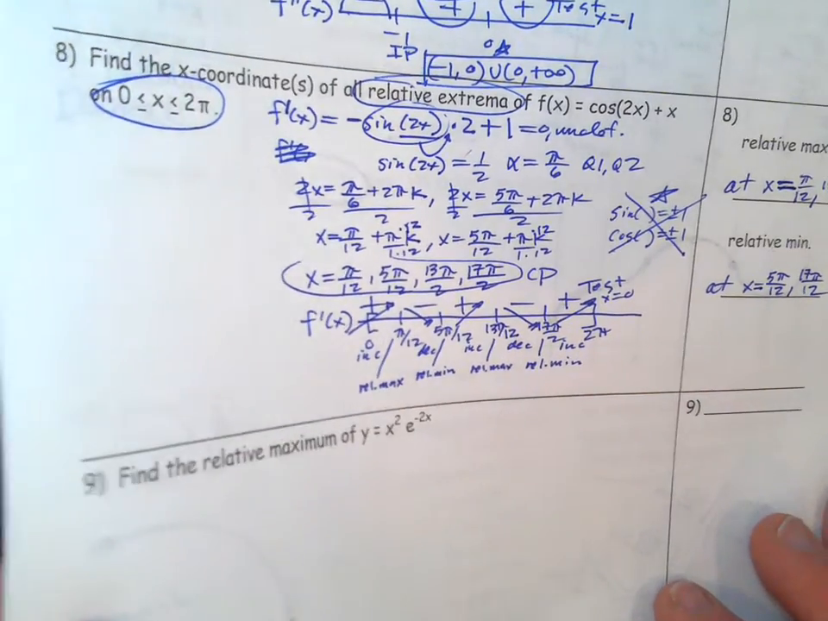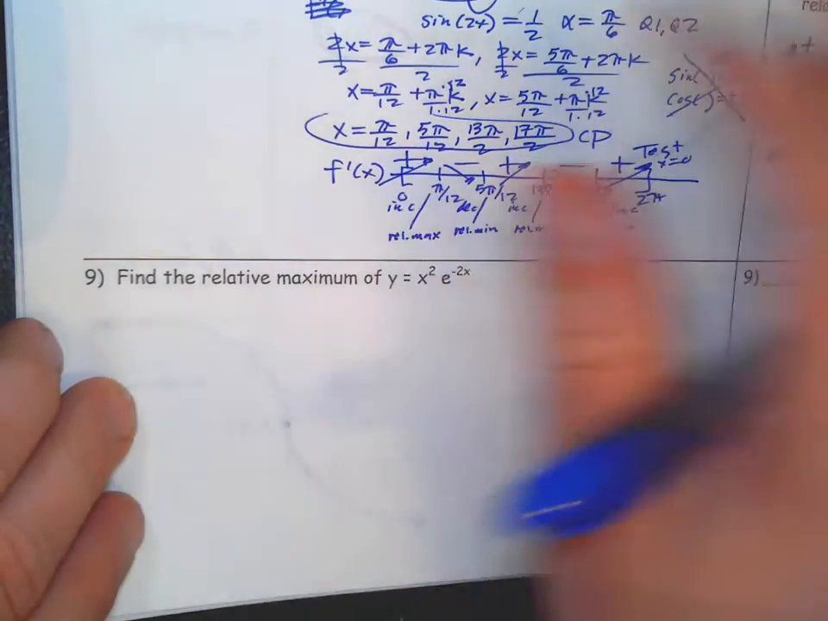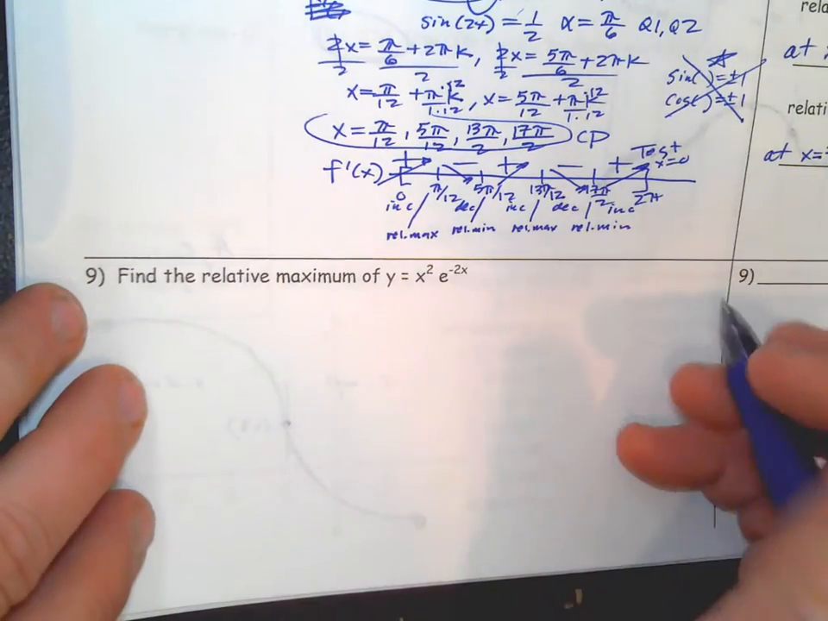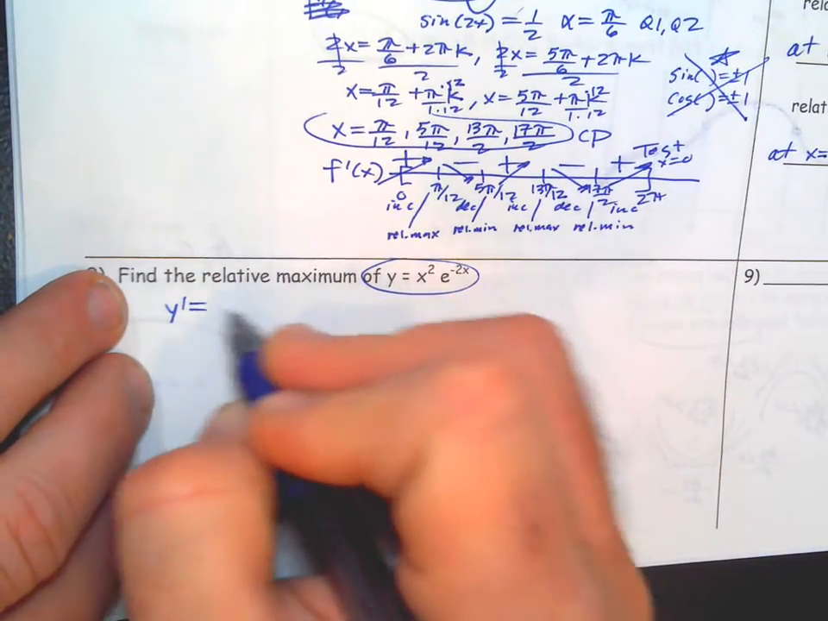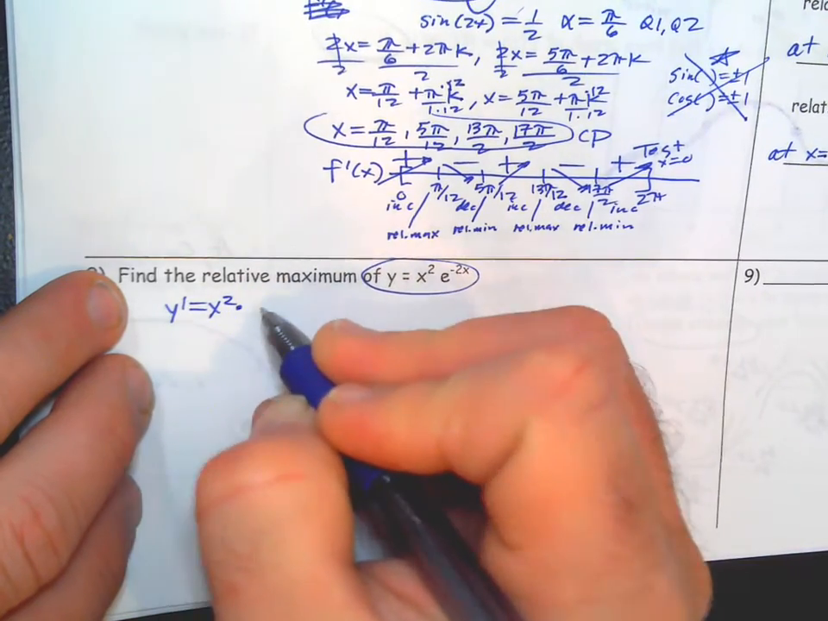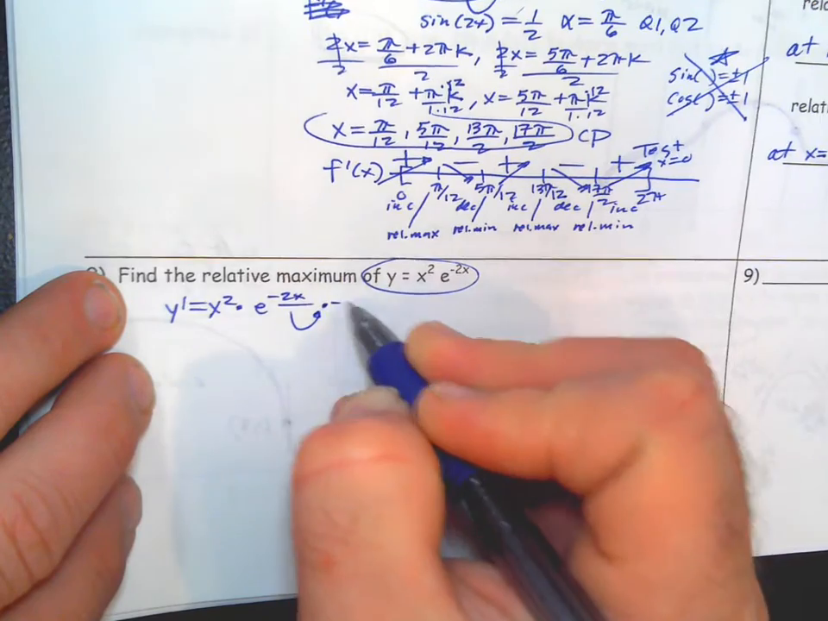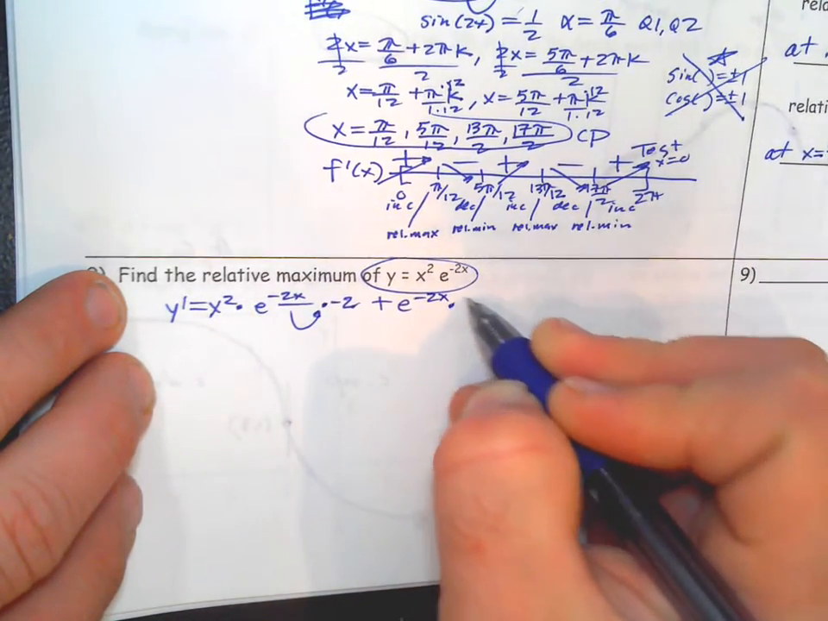So good old relative maxes and mins, lots of line checks here. You're not being asked to justify them right now. So be glad about that. Now I want to find the relative max of this. So we got to find the derivative first, and that's going to be a product rule. X squared times derivative of e to the negative 2x is e to the negative 2x times derivative of what's inside, chain rule, negative 2, plus e to the negative 2x times derivative of x squared, which is 2x.